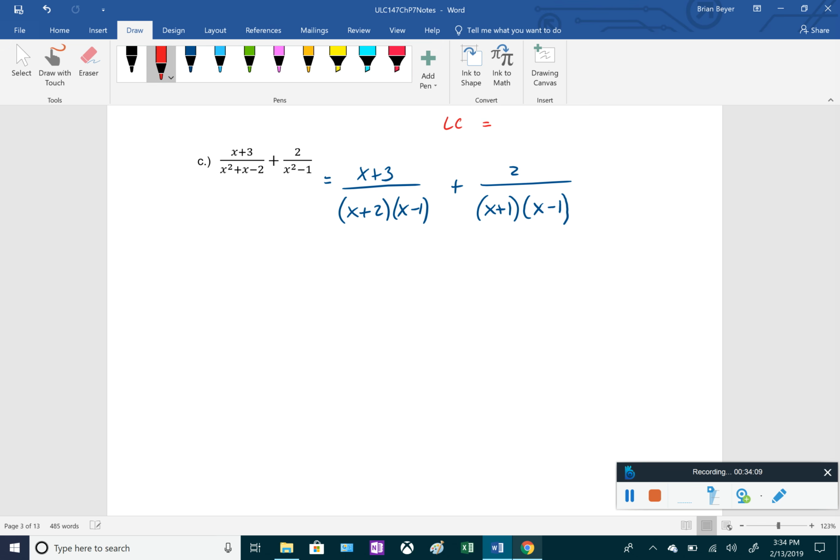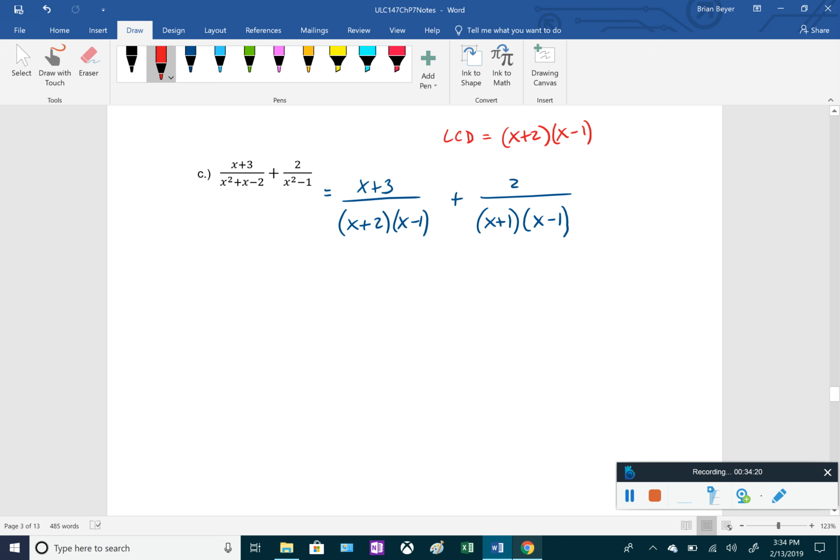So the LCD is going to be starting by rewriting the first denominator and then adding new factors after that. So we need to add x plus 1 from the second one. It already has an x minus 1, so we don't need to include that. Now we need to multiply both of those by something to get that denominator. The first one is missing an x plus 1, so we have to multiply by x plus 1 over x plus 1. The second one is missing the x plus 2, so we have to multiply by x plus 2 over x plus 2.